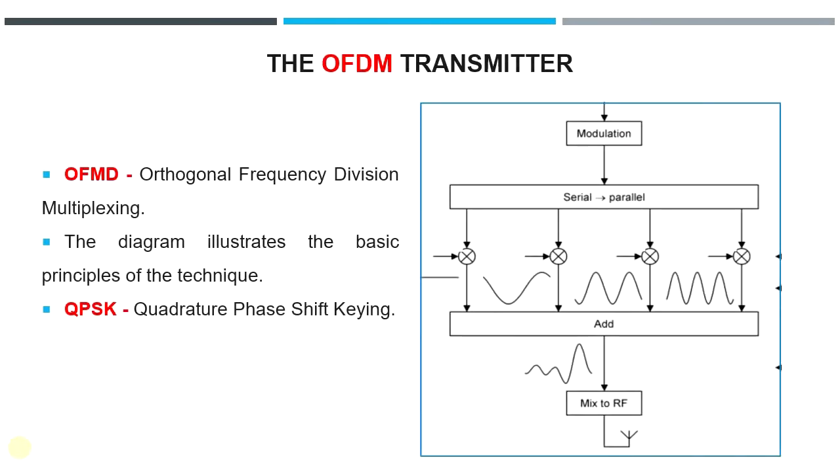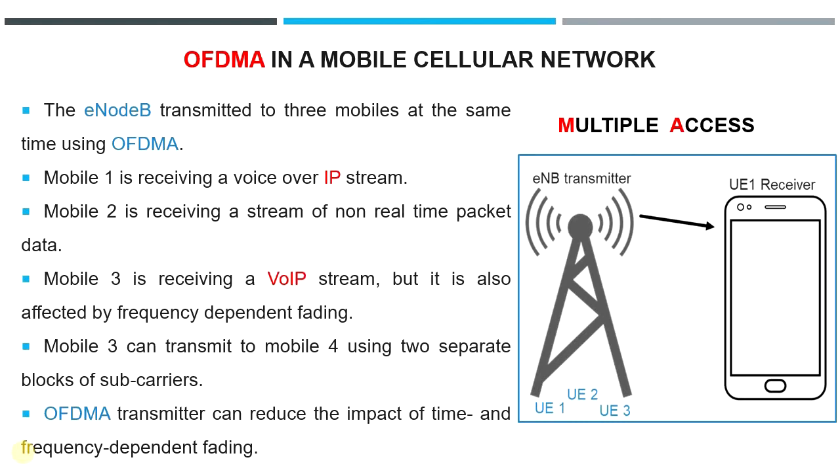The OFDM transmitter. As we can see in this block diagram, we represent here an analog OFDM transmitter. This diagram contains some specifications that we will deal with shortly, but it serves to illustrate the basic principles of the technique. The transmitter accepts the stream of bits from higher layer protocols and converts them to symbols using the chosen modulation scheme, for example, Quadrature Phase Shift Keying, QPSK.